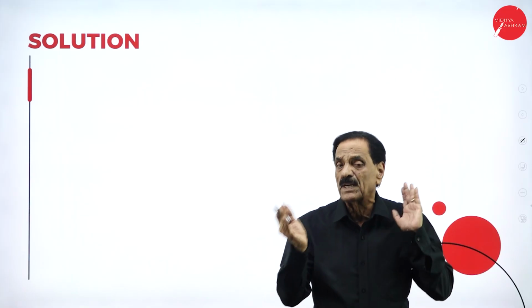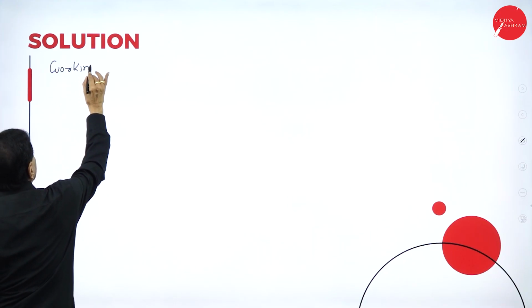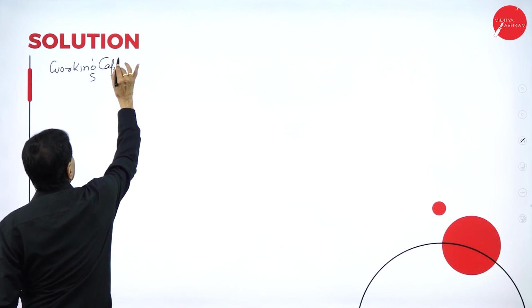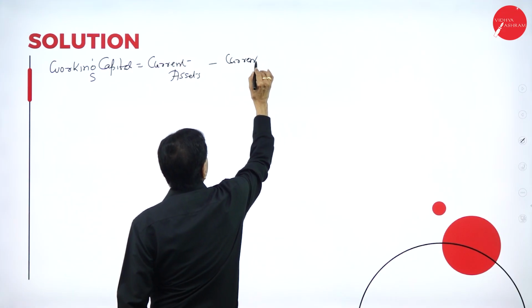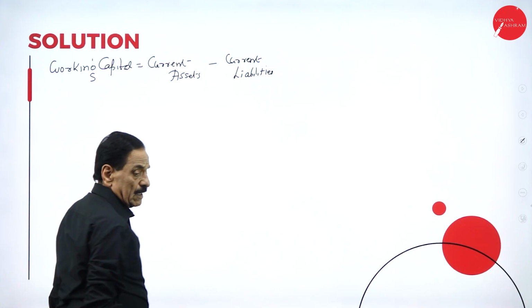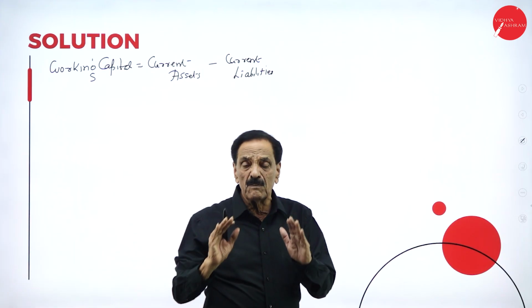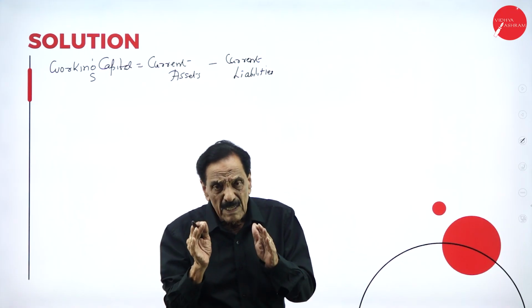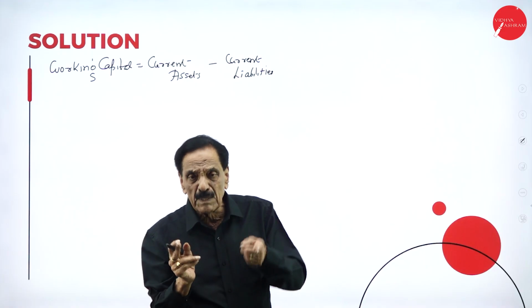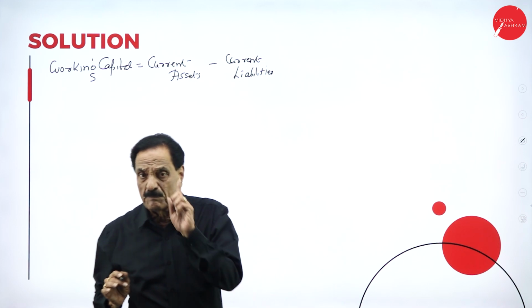What does working capital mean? Current assets minus current liability is working capital. If the problem is given in a month, convert all expenditure into month. If the problem is given in a week, convert all into week. For 1 month it is 4 weeks. For a year it is 52 weeks you have to take into consideration. This point is to be borne in mind.